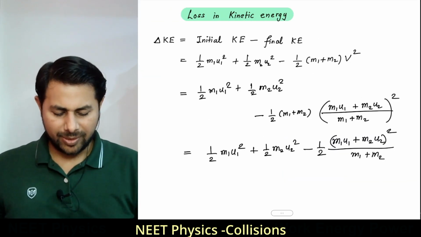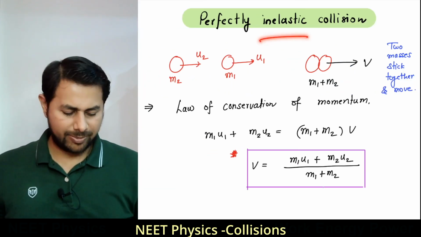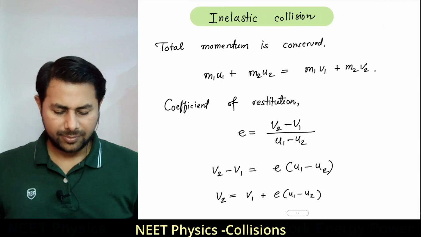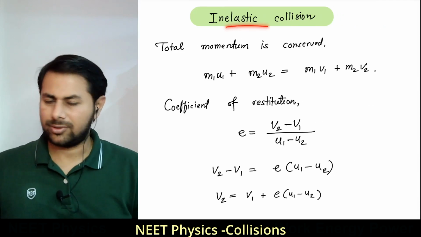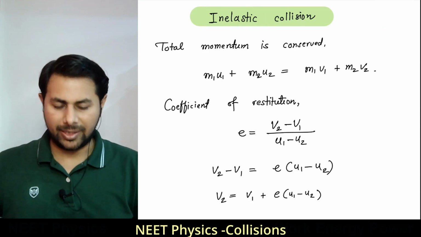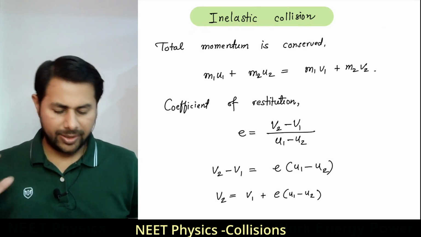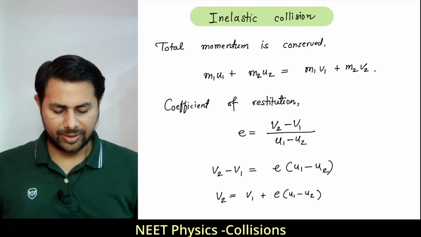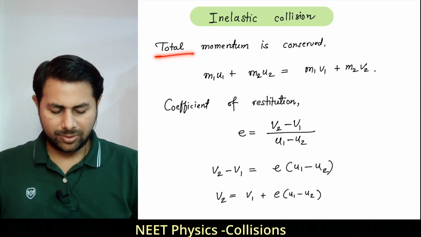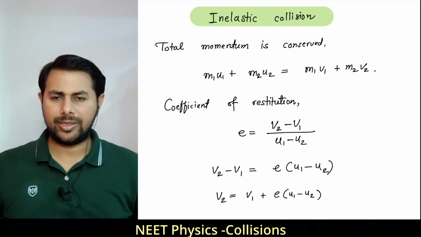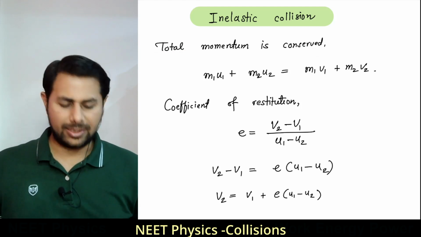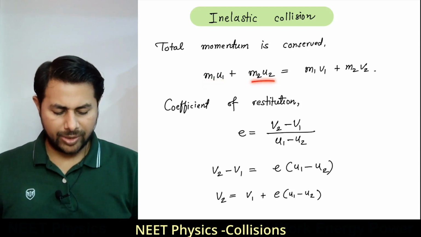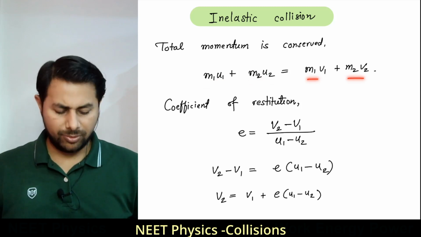Then this was a perfectly inelastic collision. So we got an expression for the speed and loss in kinetic energy. We saw elastic, inelastic, perfectly inelastic. Now something in between the two: an inelastic collision but not perfectly inelastic. For that one, total momentum is conserved. Total momentum is always conserved in the case of elastic, inelastic, and perfectly inelastic. So you have m1 u1 plus m2 u2 is m1 v1 plus m2 v2.